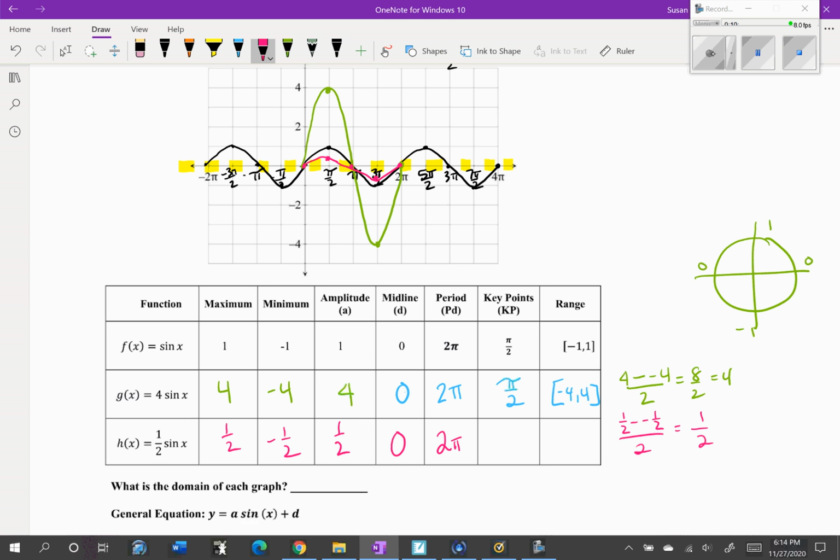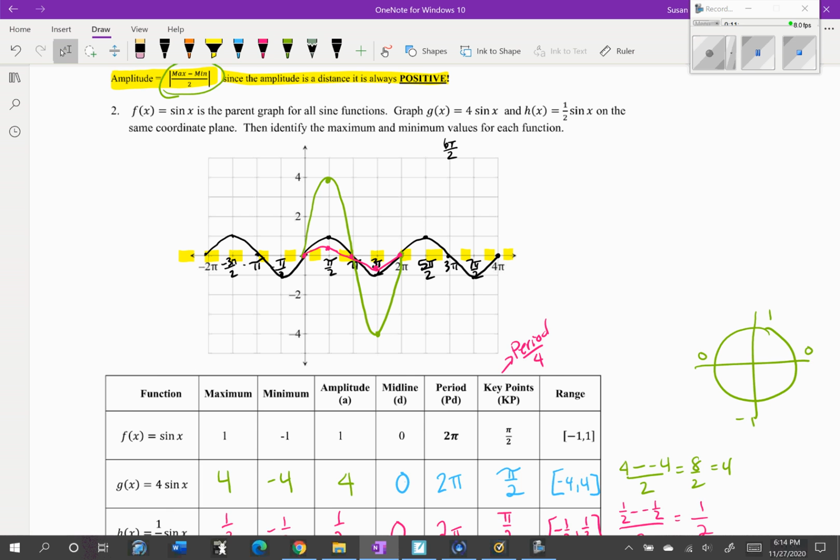We haven't changed that, which we won't be doing till a different section, which means your key points, remember, are the period divided by 4, which is why, again, they're just pi over 2. So negative 1/2 to 1/2 is then the range. Of course, then it says, what is the domain for each graph? Negative infinity to infinity, all real numbers, because we can keep going on and on and on. I just drew 1 wavelength for these.